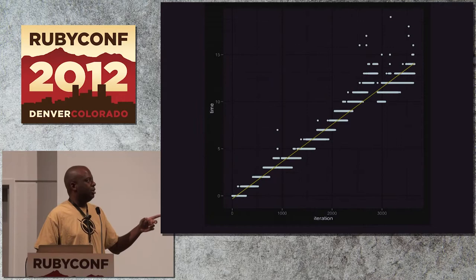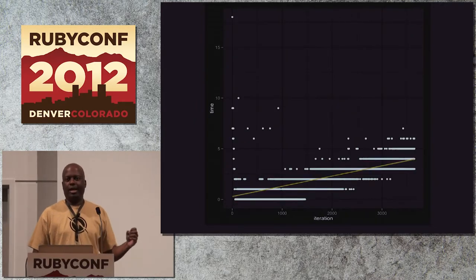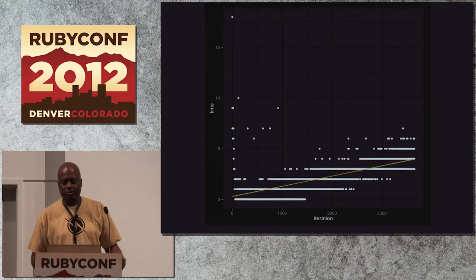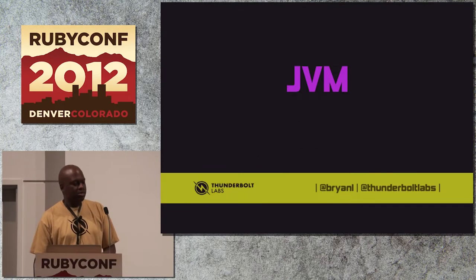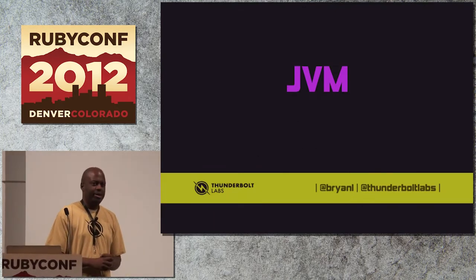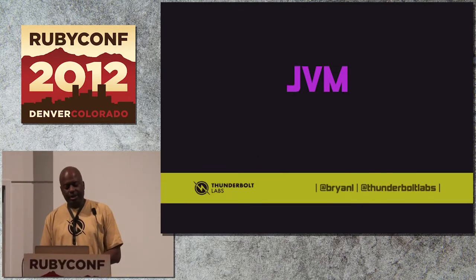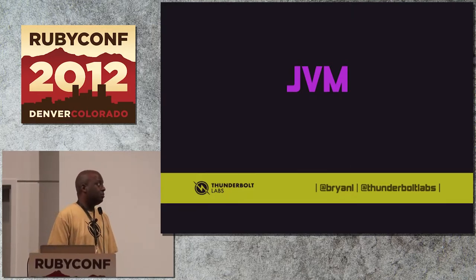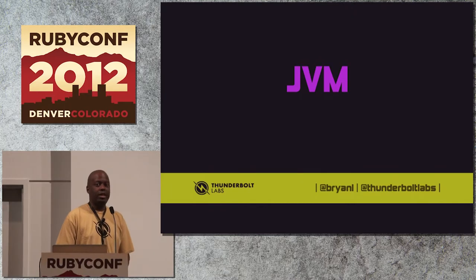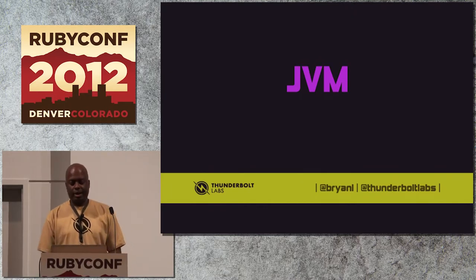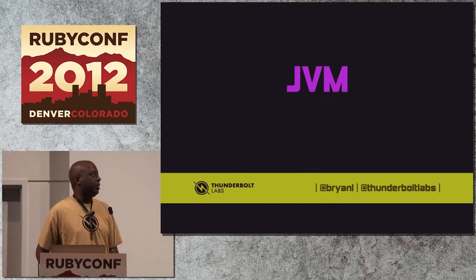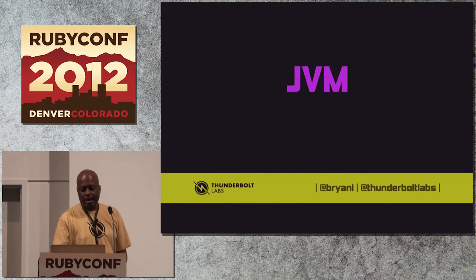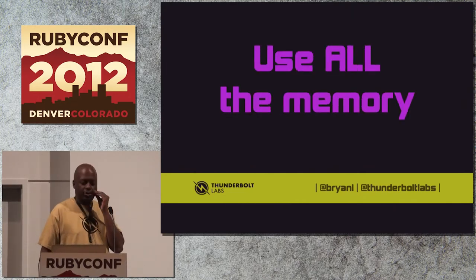And I'll tell you, this was the exact same code, just one was run with JRuby and one was run with MRI. So another thing I like about JRuby is the JVM. The JVM is a lot of smart guys over a lot of years writing a lot of neat code. I don't understand all the ins and outs of HotSpot or of garbage collection. I do know that it uses all the memory you have.